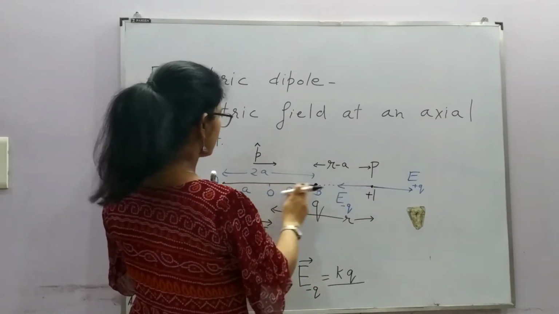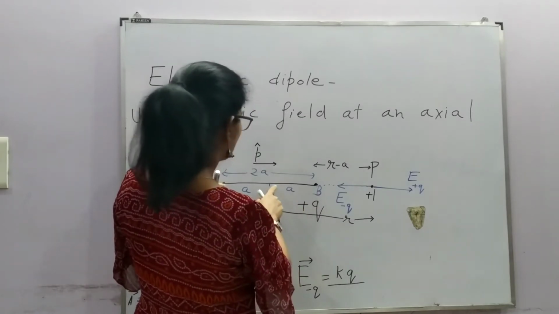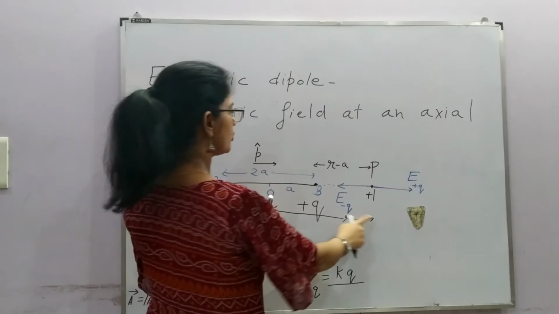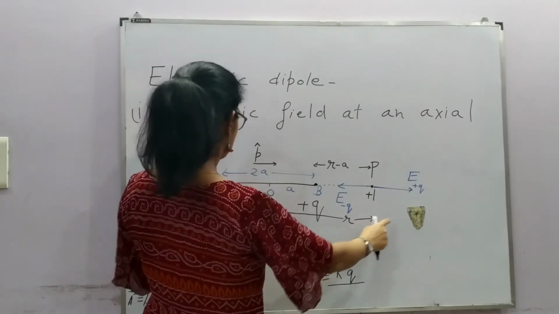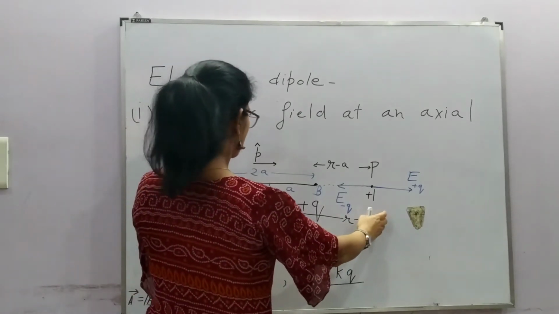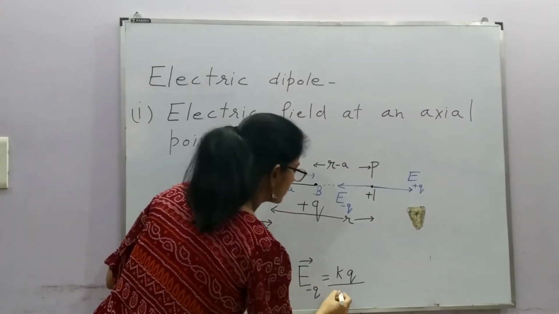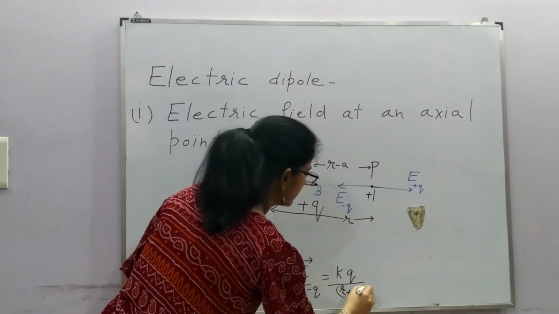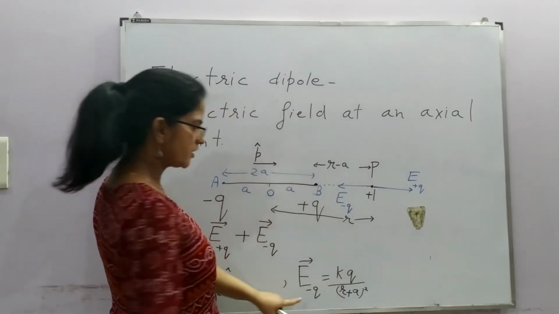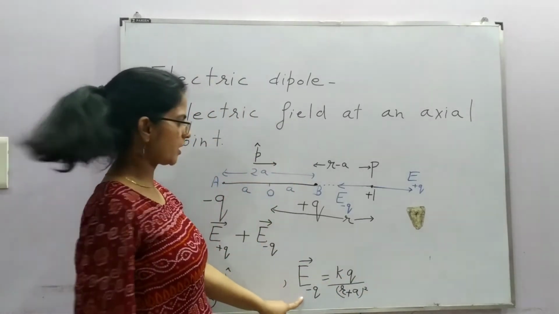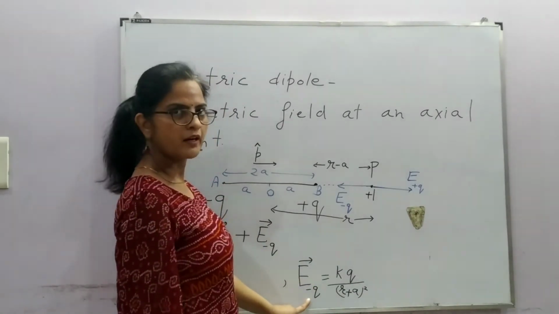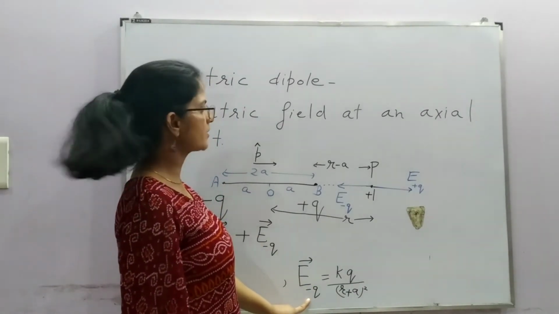We know that from A to point O, this separation is A, and from point O to point P, this is R. So the total separation becomes R plus A. So this will be written as R plus A whole square. This is the magnitude of the electric field due to minus q charge, multiplied by the direction of the electric field due to minus q charge.